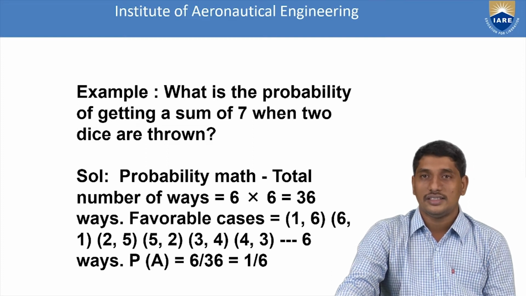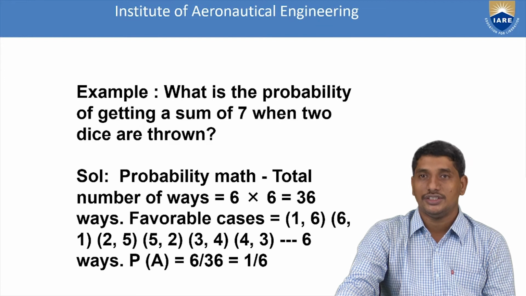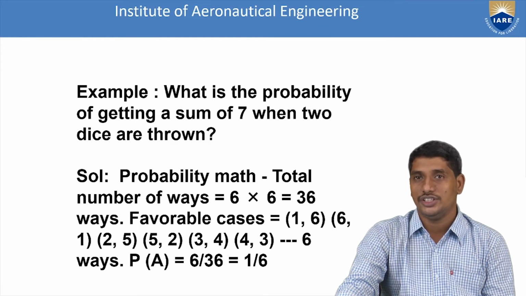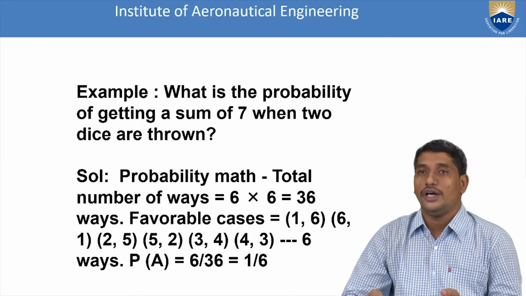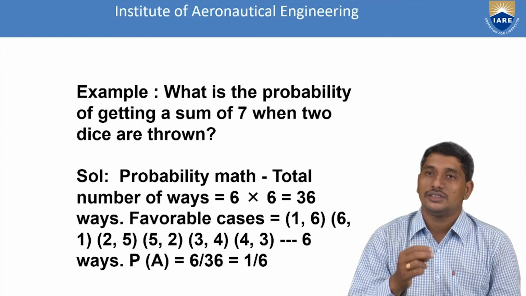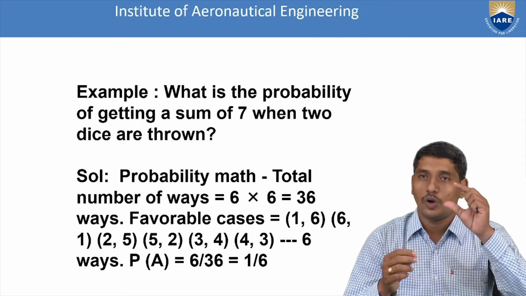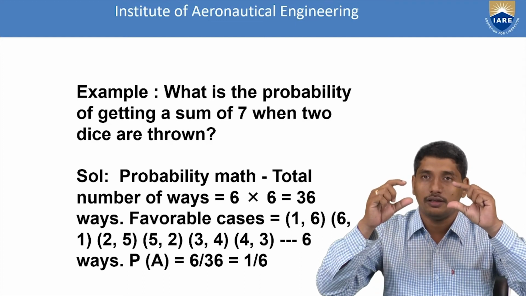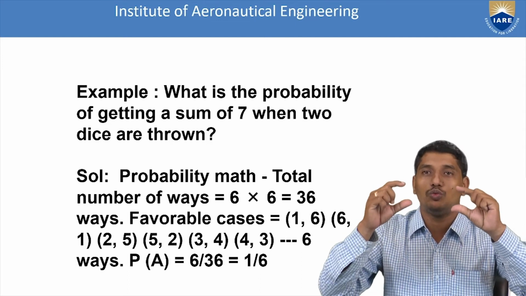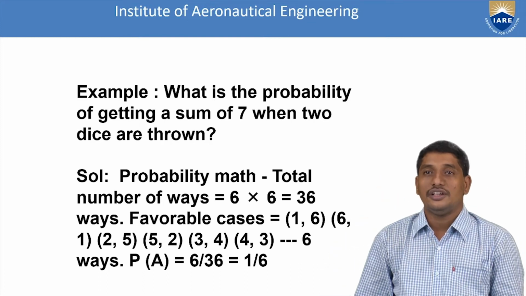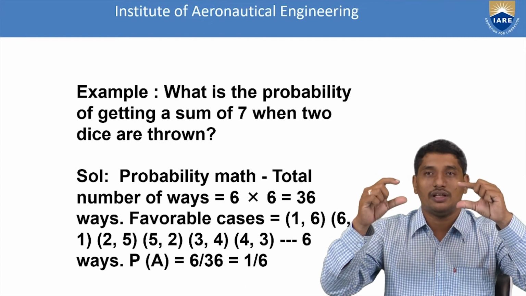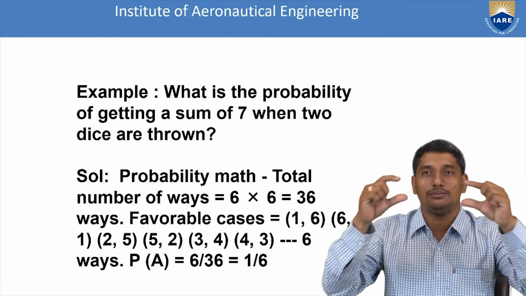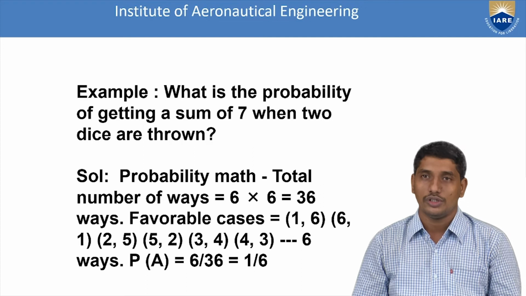But the event in which we are interested in this game is getting a sum of 7. That means if you roll 2 dice, we get two numbers, one number on one die and another number on the second die. If we add the two numbers, what would be the sum? Our interest is that the sum should be 7. What is the probability?